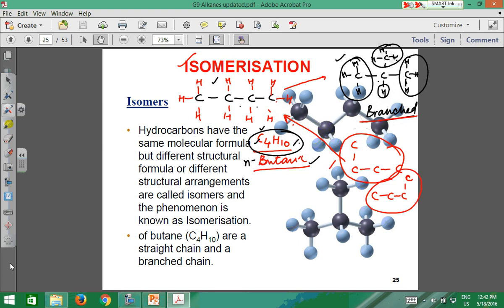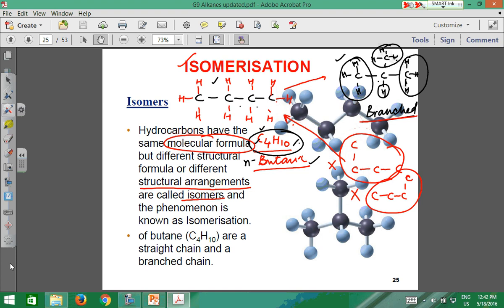So they are not the isomers. You have to write the isomer, the position of the carbon should change. So what are isomers? Compounds that have the same molecular formula but different structural arrangement or structural formula are called isomers, and this phenomenon is called isomerism.